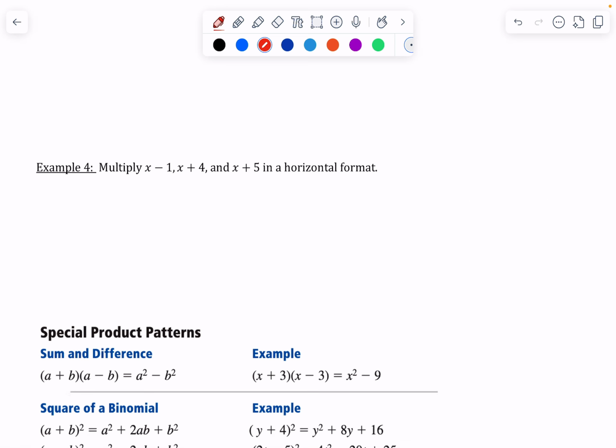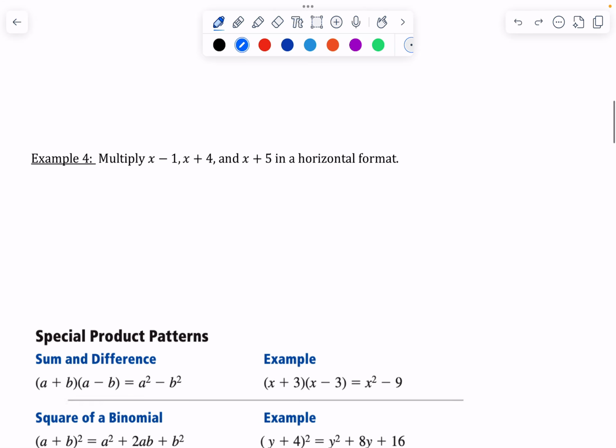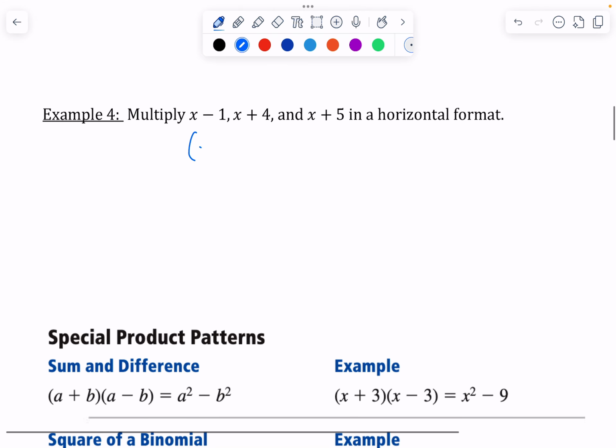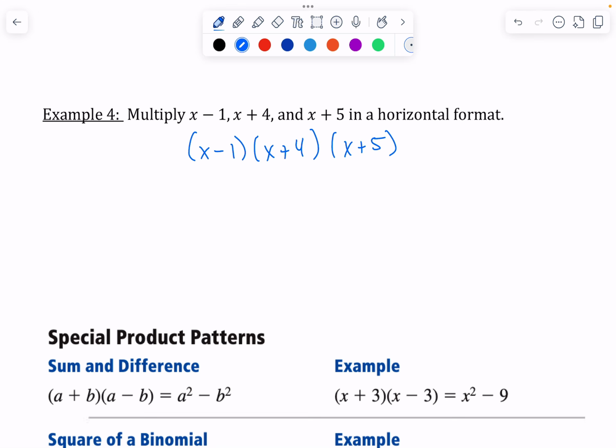Okay, so in class we did up to example 3, so now let's look at example 4. Here we're being asked to multiply 3 binomials. So basically if you were to set that up in a horizontal format, that's x minus 1 times x plus 4 times x plus 5, and you want to multiply them one at a time.